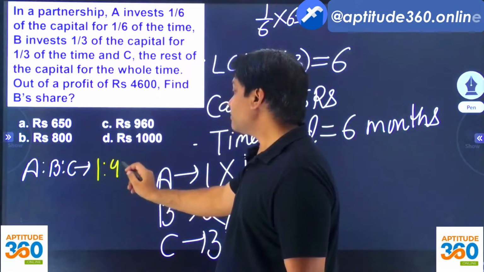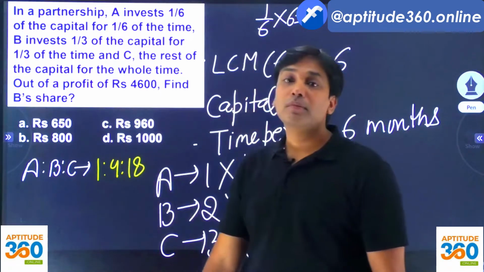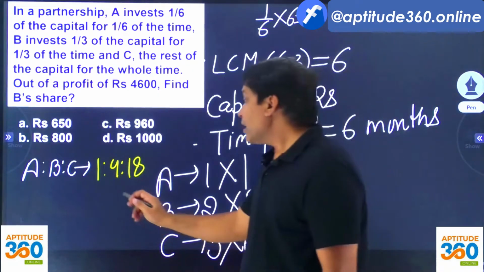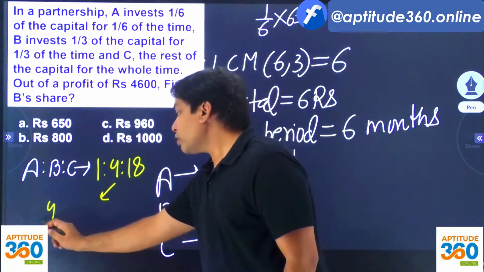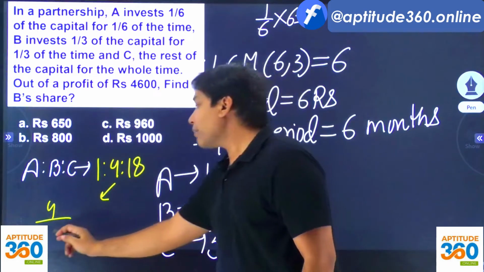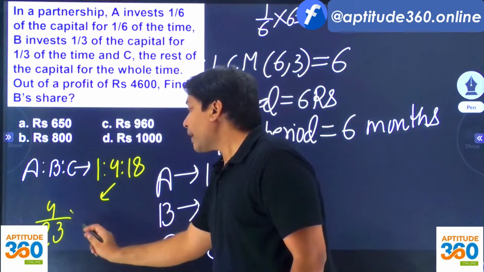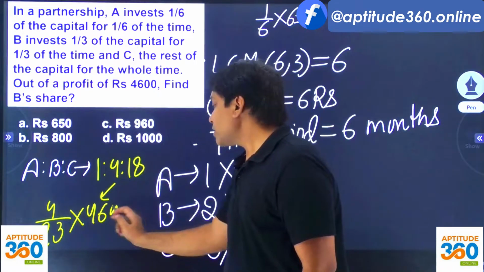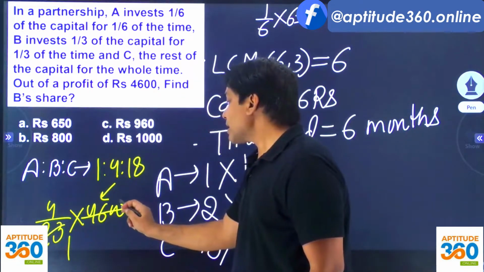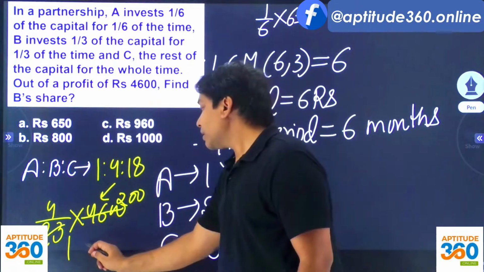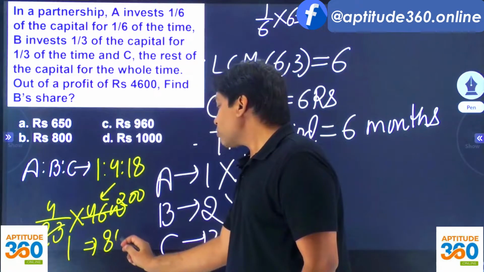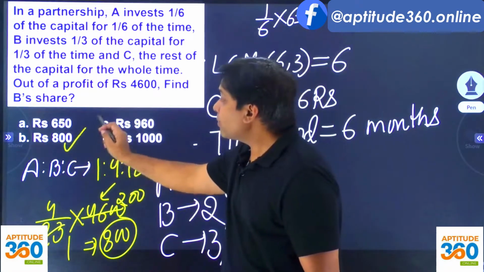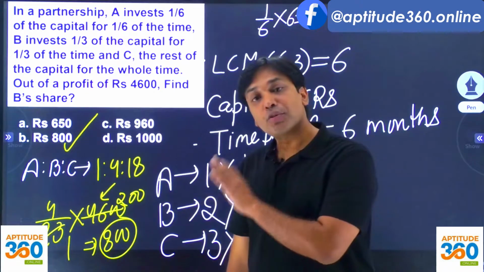बनी बात आपकी? हाँ या ना? And they want you to find out what is going to be the share of B. So share of B is going to be 4 divided by this plus this plus this, coming out as 23. 4 by 23 of the total profit. Total profit is 4600. So 23 into 200 is 4600, and this is coming out as what? 800 rupees profit, which is option B, should be given to B.